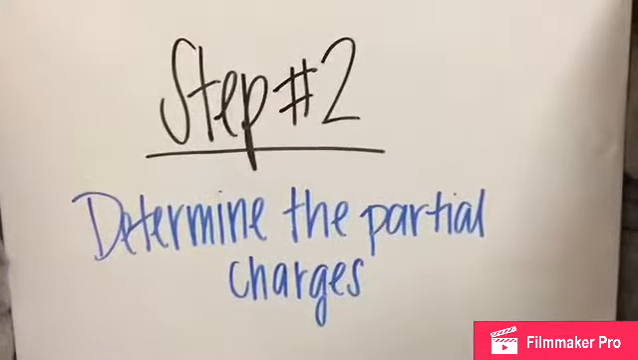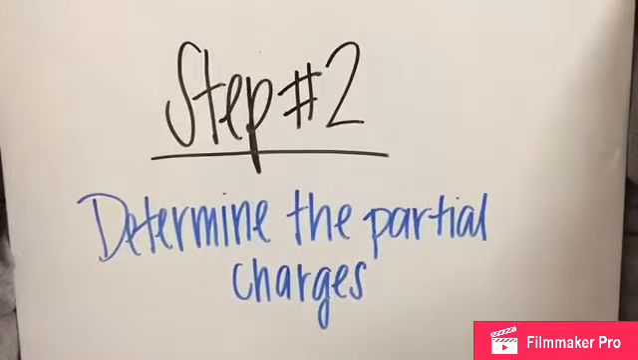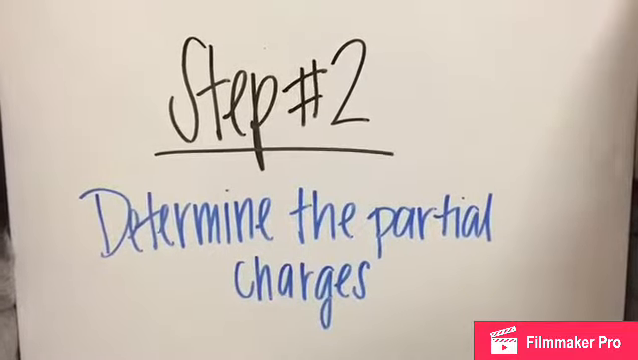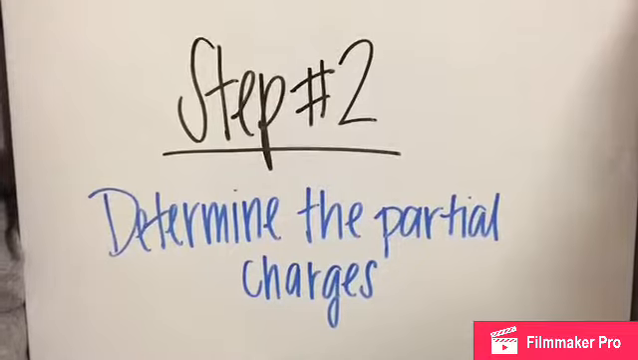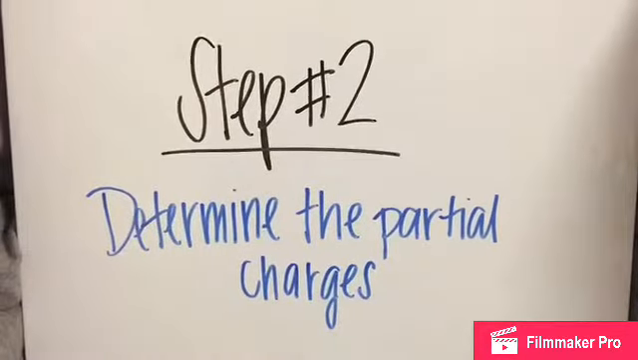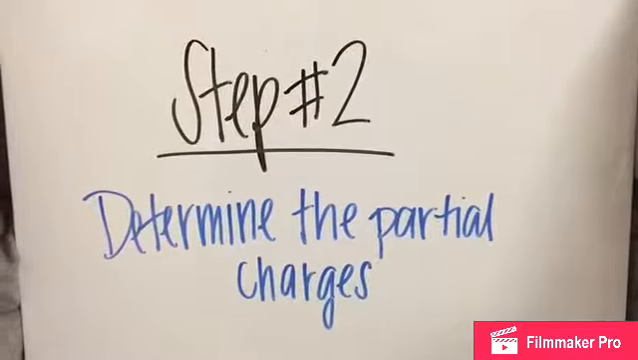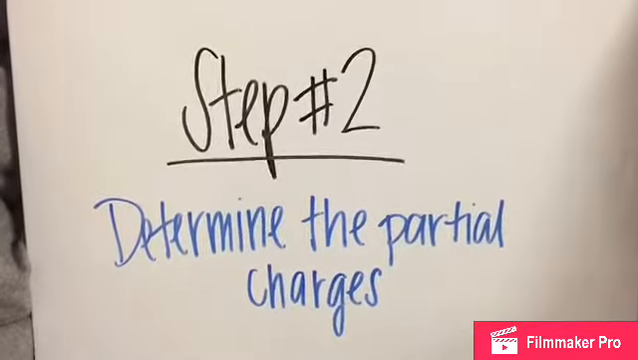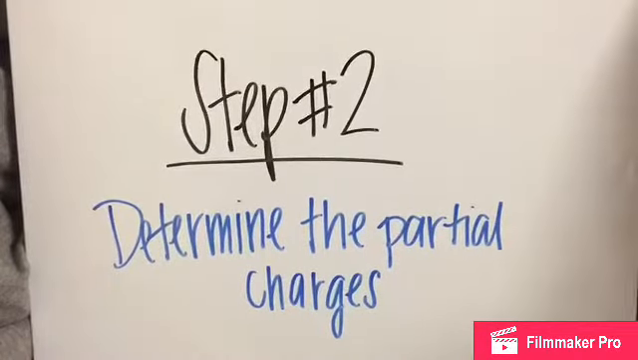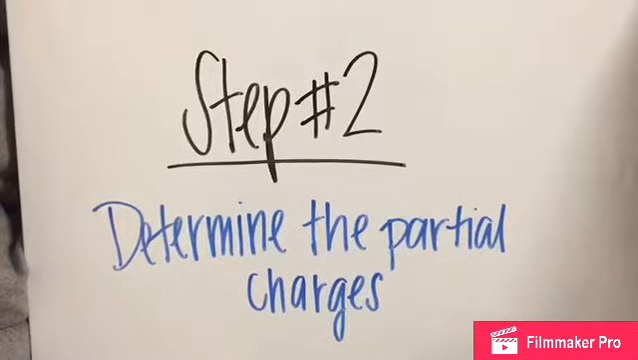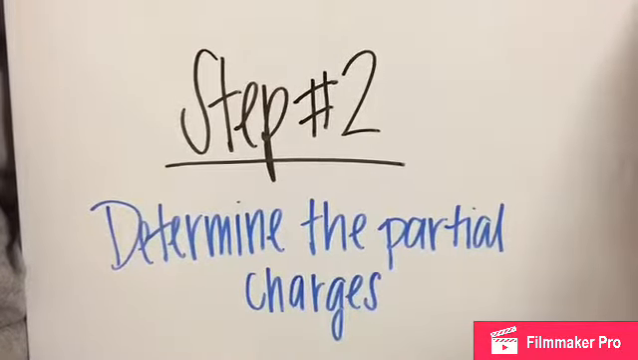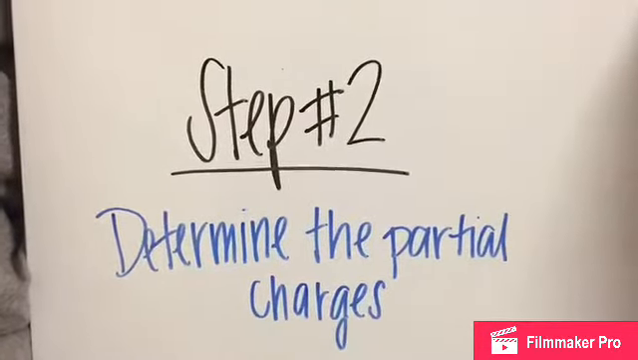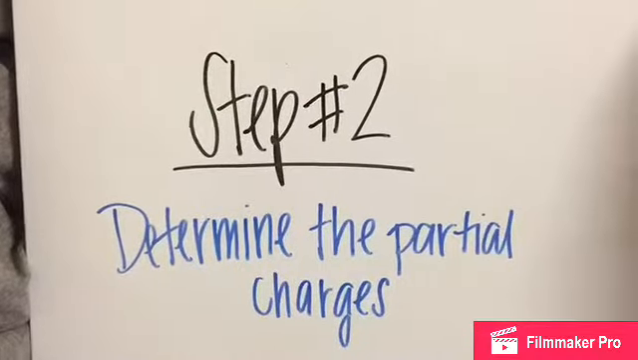Step 2, we will determine the partial charges. The partial charges are important because they will help us determine the bond dipoles. The partial charges can be determined by the electronegativity trend in the periodic table. The more electronegative atom will have a partial charge that is negative, and the less electronegative atom will be partially positive. This is due to the drift of electrons towards the more electronegative atom.